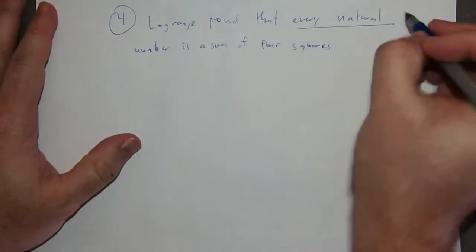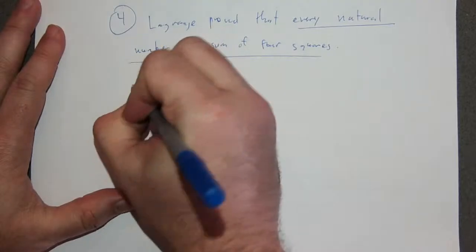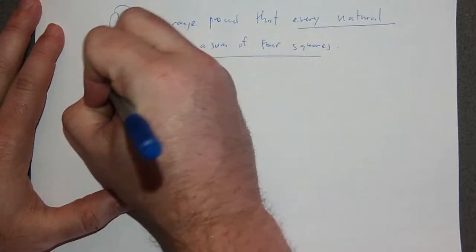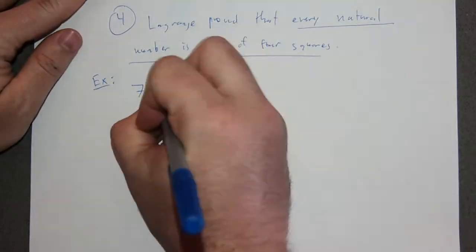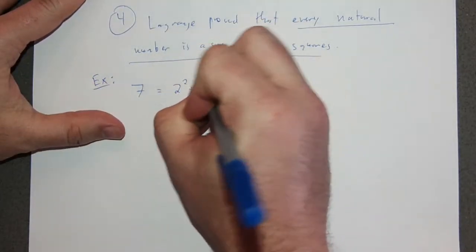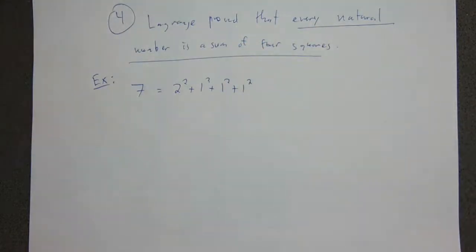So let's look at some examples here. Every natural number is a sum of 4 squares. So what about 7? How can I think of 7 as a sum of 4 squares? Well, it is 2 squared plus 1 squared plus 1 squared plus 1 squared. Okay.